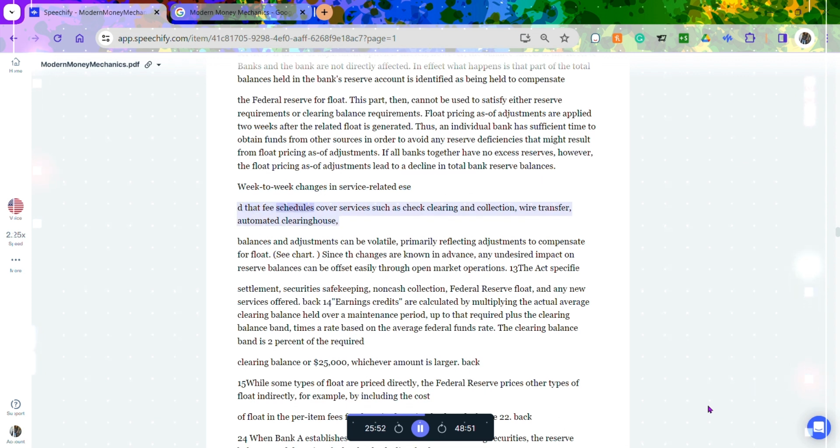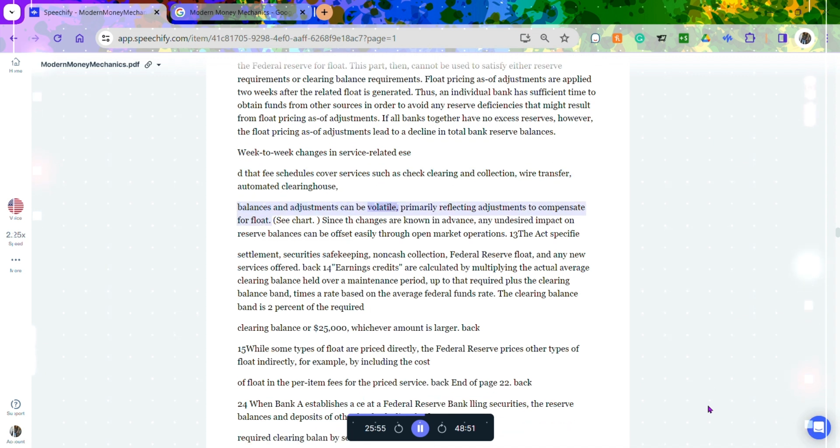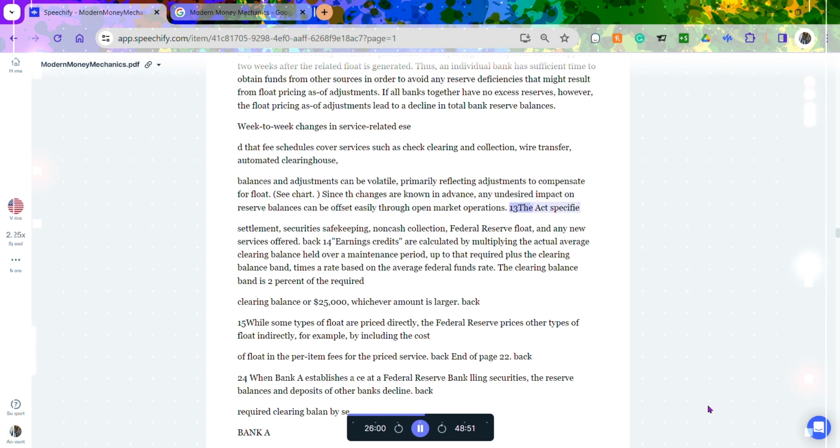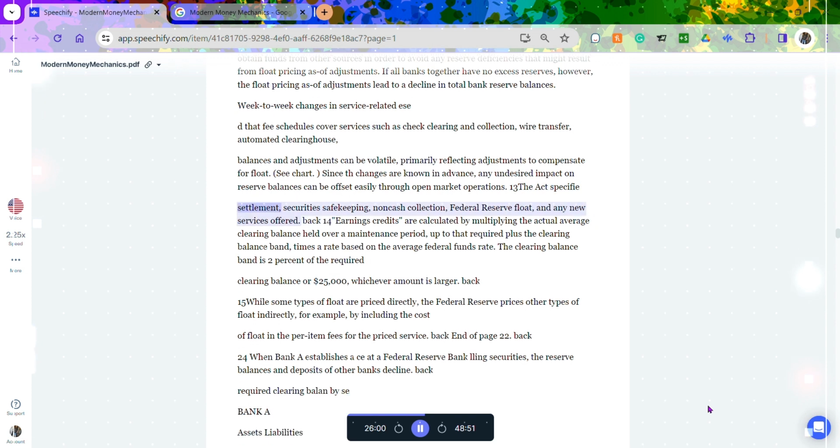balances and adjustments can be volatile, primarily reflecting adjustments to compensate for float. See chart. Since the changes are known in advance, any undesired impact on reserve balances can be offset easily through open market operations. 13. The Act specifies settlement, securities safekeeping, non-cash collection, Federal Reserve float, and any new services offered. The fee schedules cover services such as check clearing and collection, wire transfer, automated clearinghouse.